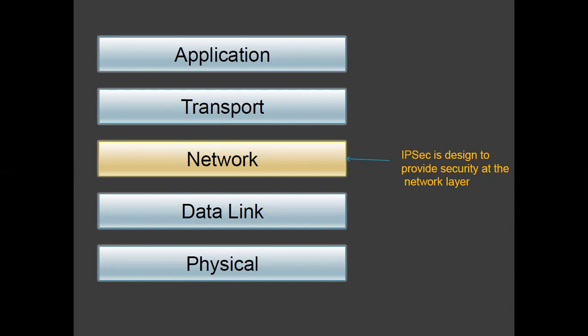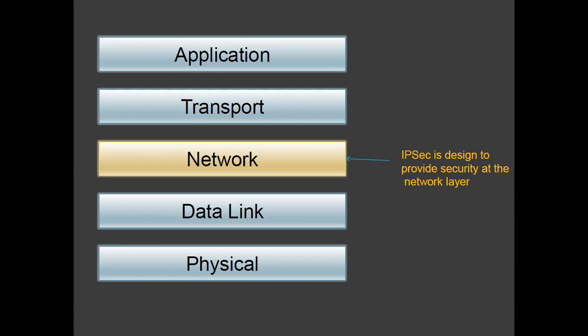So why is this IPsec protocol or security at the network layer required? Because there are many routing protocols which directly use the services of Internet Protocol, and these protocols require security at the network layer. So there is a protocol, IPsec, to provide the security.